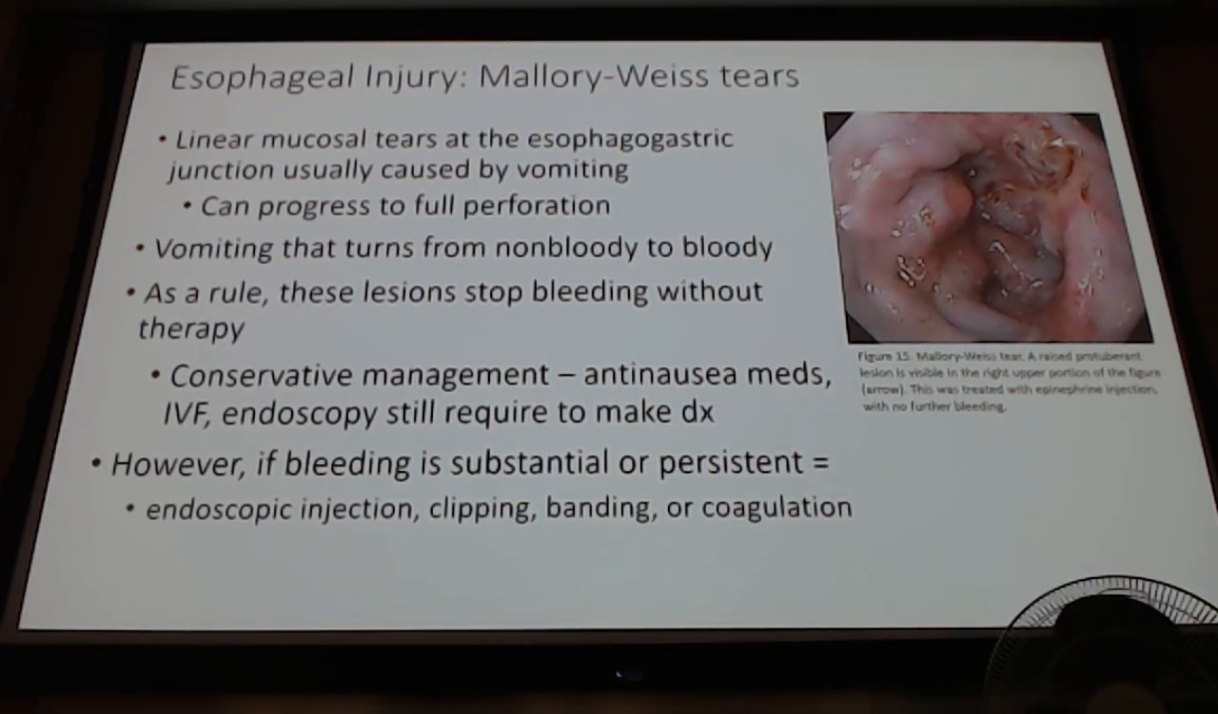If we need to, we can do endoscopy to inject the Mallory-Weiss tear with a sclerosing agent to help it stop bleeding. But most of the time we don't really need to do anything as long as they stop bleeding. As long as we can keep them from vomiting and stop the bleeding, most of the time they heal on their own. If the bleeding is substantial or persists, that's when we do the endoscopy to do the injection, clipping, banding, and or cauterization of the actual lesion itself.